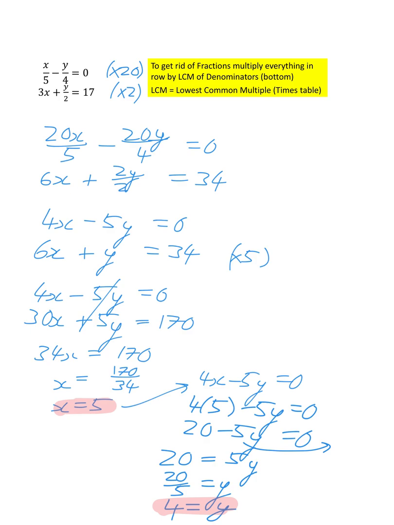And that's it. Just make sure you're always multiplying each row by the lowest common denominator. Simplify, and then it's just a regular simultaneous equation.